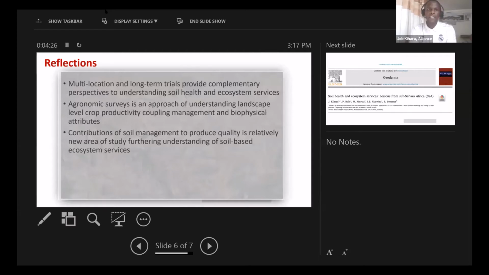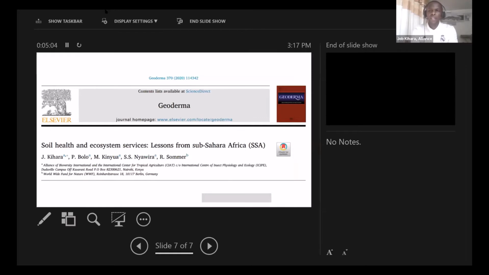and the quality. In terms of the reflections, just to emphasize that multi-location and the long-term trials do provide complementary perspectives to understanding of soil health and the ecosystem services. And then agronomic surveys is an approach of understanding the landscape level crop productivity that helps us to couple the management and the biophysical attribute. And contributions of the soil management to produce quality is a relatively new area of study that is helping us to further the understanding of soil-based ecosystem services. And I wanted to leave us with this work that is a synthesis that we have done of soil health and ecosystem services, pulling together lessons from sub-Saharan Africa. And I think it's a nice read covering all the different ecosystem services that soil health can provide. Thank you.